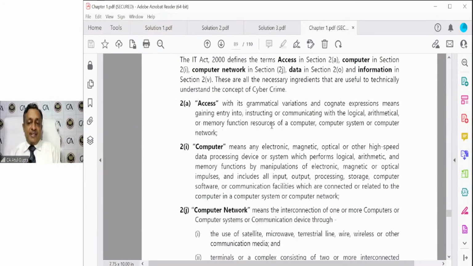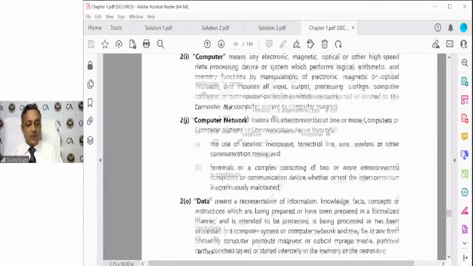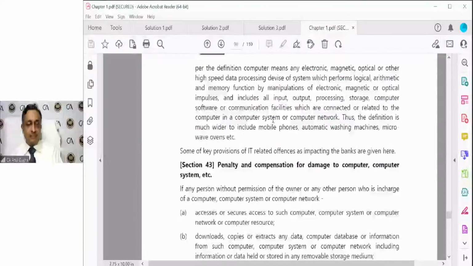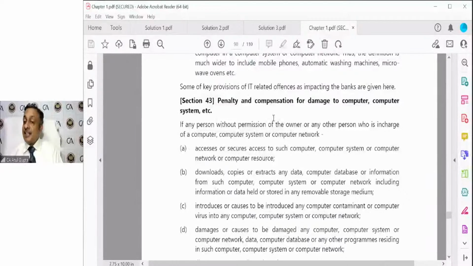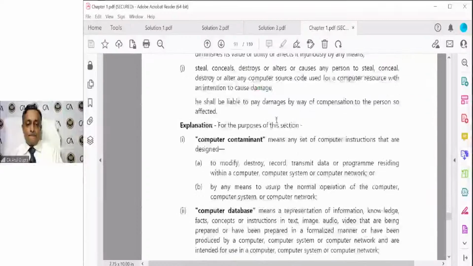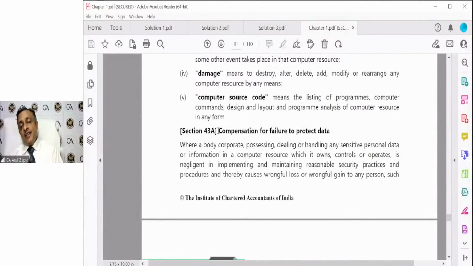Then do remember these definitions. Access to computer, network, data, information. This is important. Please remember this section fully, 43. You have to remember it clause-wise from top to bottom. It is very, very important. Let me give an example.